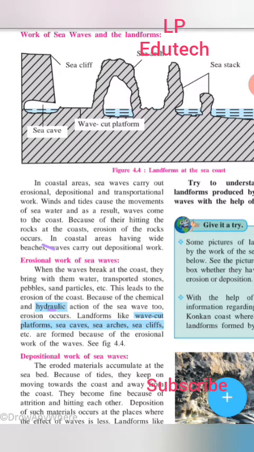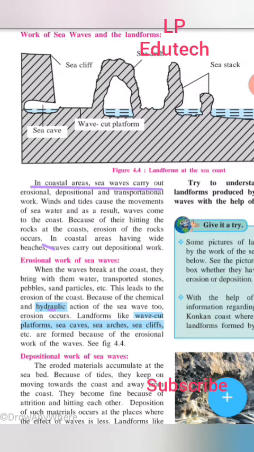Let us learn. In coastal areas, sea waves carry out erosional, depositional and transportational work. So it is mainly at the coastal areas that the sea waves have an effect, and they perform this erosional, depositional and transportational work. Winds and tides cause the movement of seawater and as a result waves come to the coast. So this is why the waves come to the coast: it is the effect of the winds and the tides which are pushing and causing it.